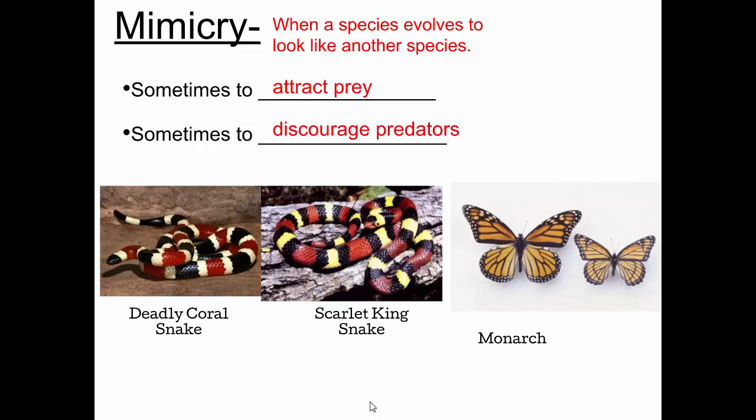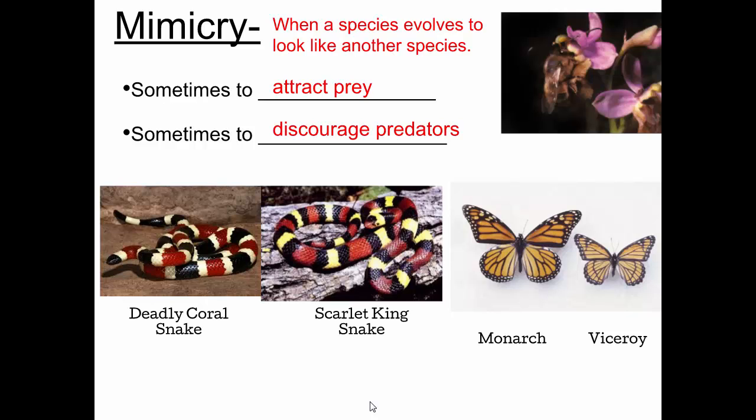This is not a monarch butterfly, it's a viceroy butterfly. It looks almost identical. It's evolved to mimic the monarch to take advantage of the fact that most predators are not going to eat the monarch.